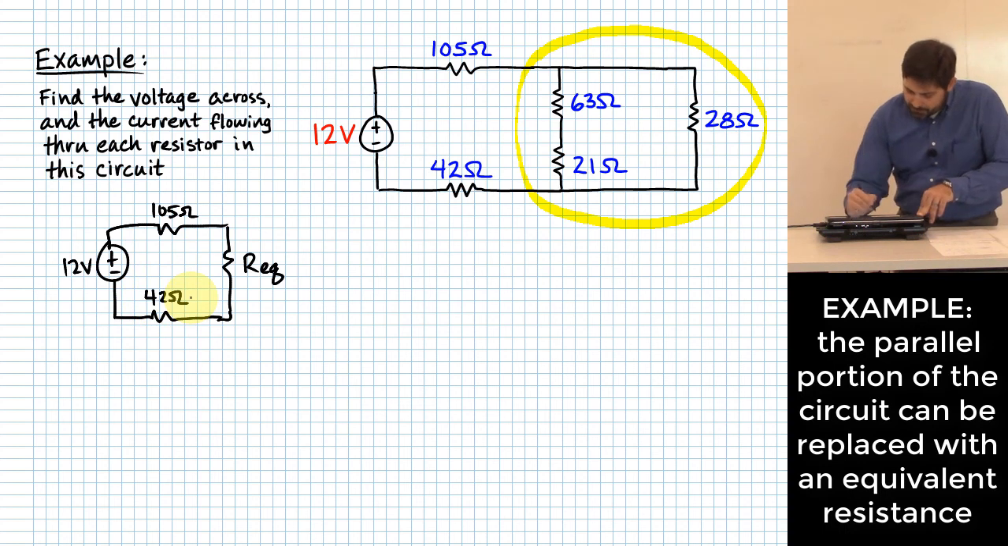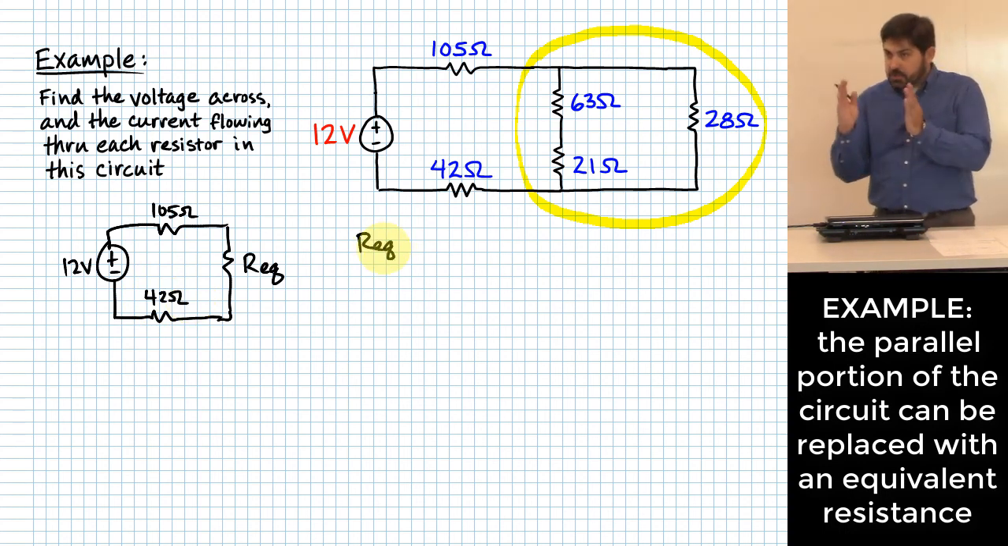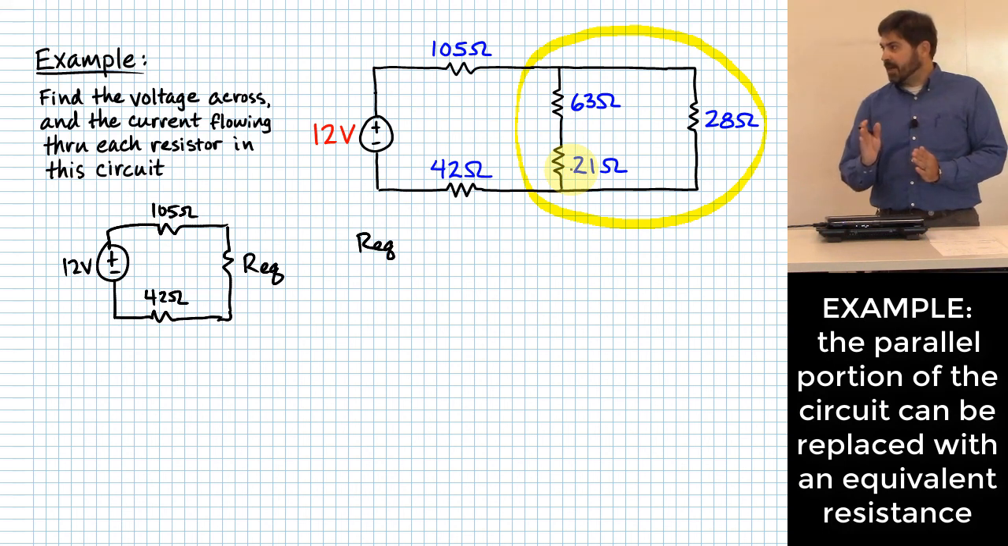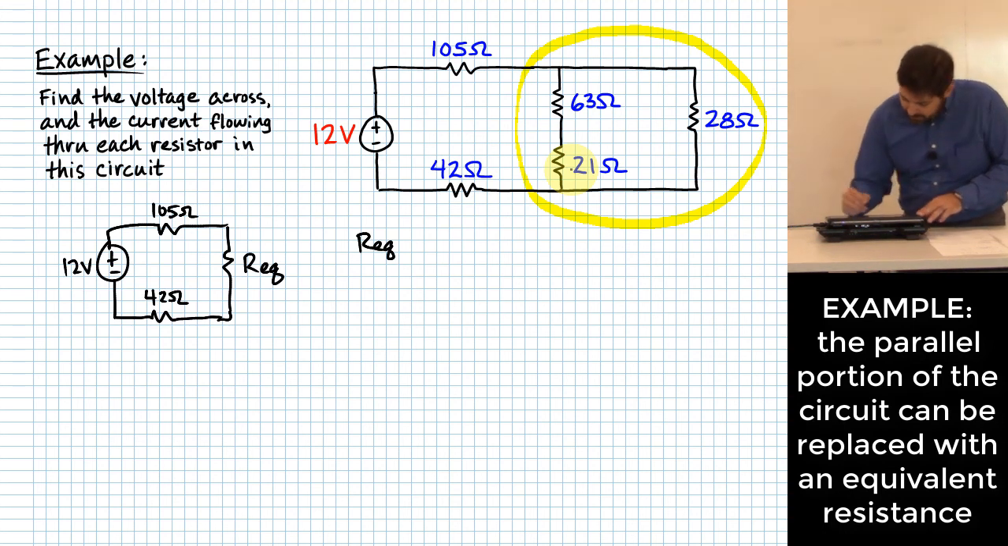And what is REQ? What I've got there is basically two parallel legs, right? I've got the 63 and the 21 in parallel with the 28. The problem is I do have that 63 and 21 that are in series on that leg, right? Now, if you want to, you can deal with this in two steps. I, a lot of times, will deal with it in one step if it's something this simple. Here's how it would look, right?